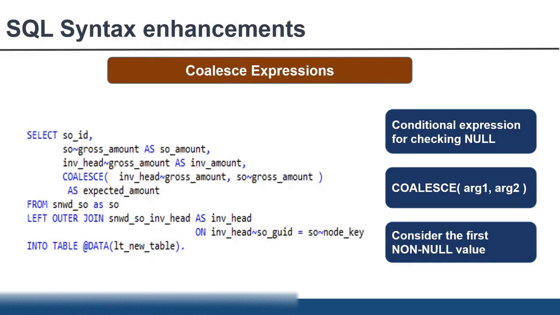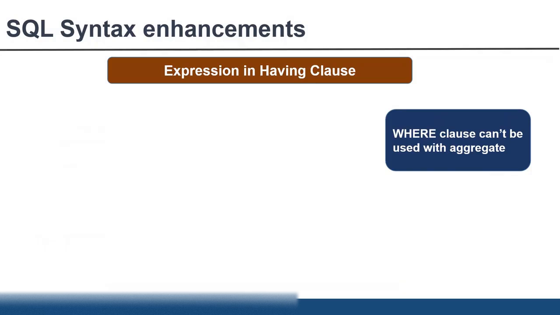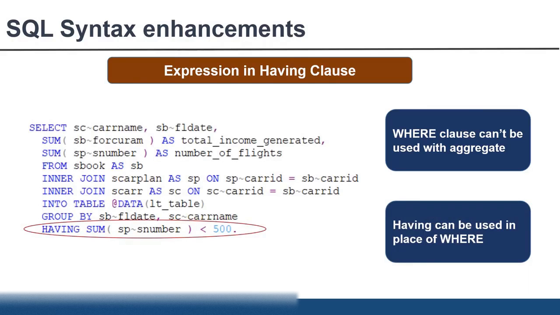Two tables are joined here, where field gross amount from both the tables is used inside coalesce statement. If the value of first gross amount is not null, then that value is passed to the custom field expected amount. Else, it will consider the second gross amount. In a normal scenario, you cannot use a where clause when an aggregate function is used in a select query. But with the new enhancement, you can have having clause in place of where when aggregate function is used.